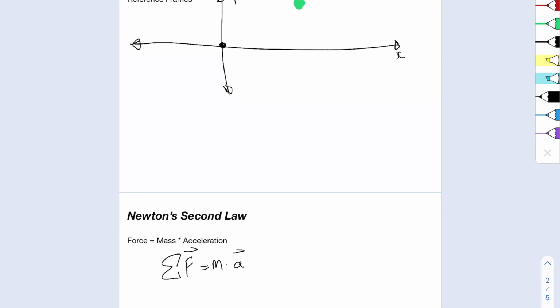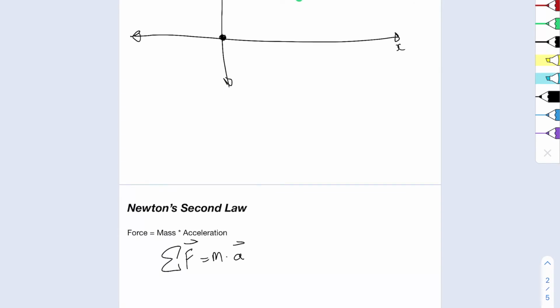A couple of things we notice right off the bat. The direction of the net force is the same as the direction of the acceleration. And it also tells us something about the units. Earlier we mentioned that forces are measured in newtons. To find out what newtons are in SI base units, we can look at mass and acceleration. Mass is given in kilograms and acceleration is given in meters per second squared. So newtons are equivalent to kilogram meters per second squared.